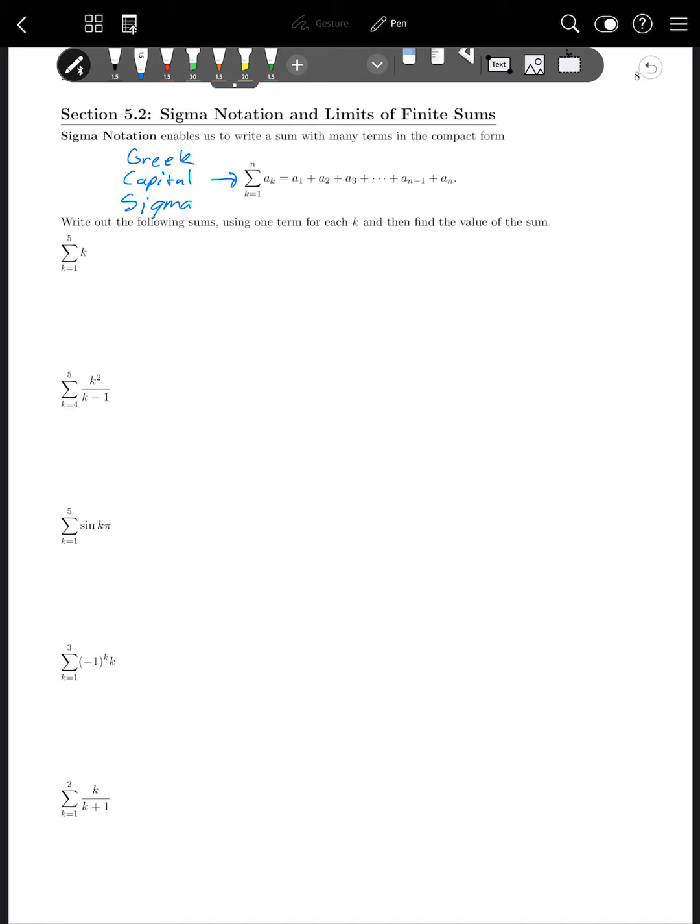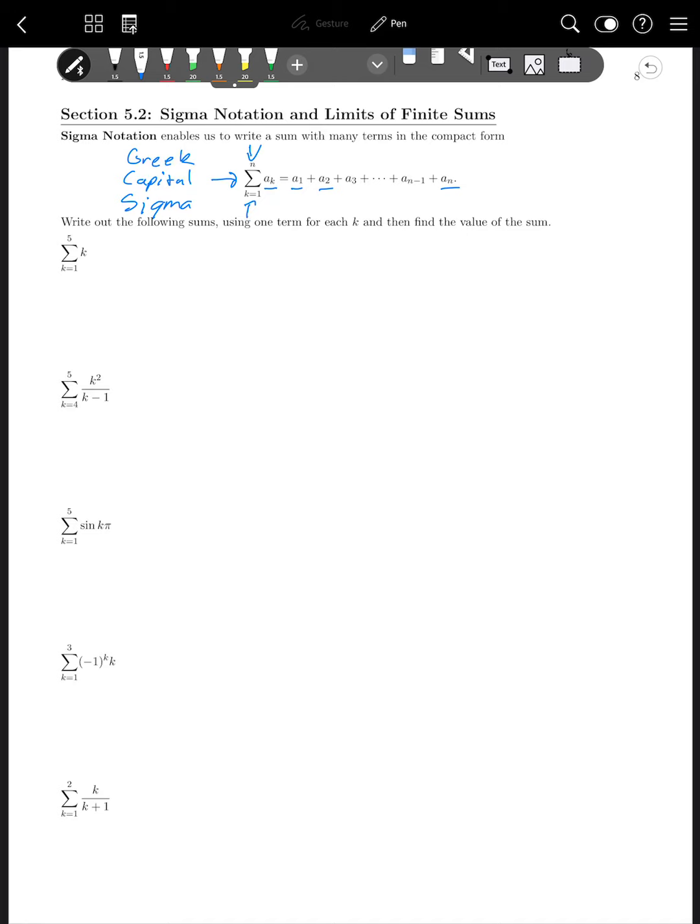What it's telling us to do is sum the elements from k equals 1 up to n. So if we start with a sub k, then we add a sub 1 plus a sub 2 all the way up to a sub n.